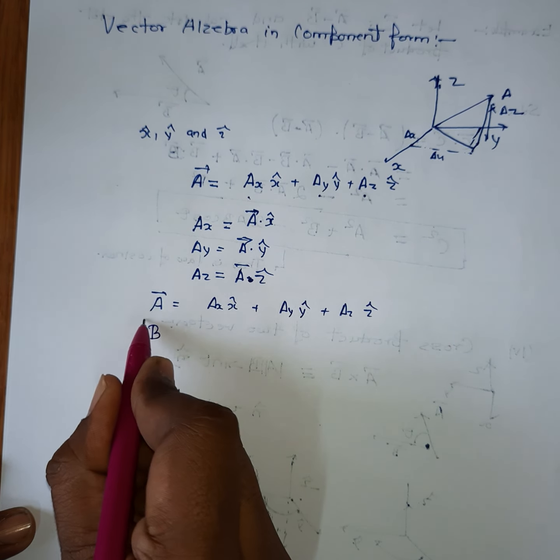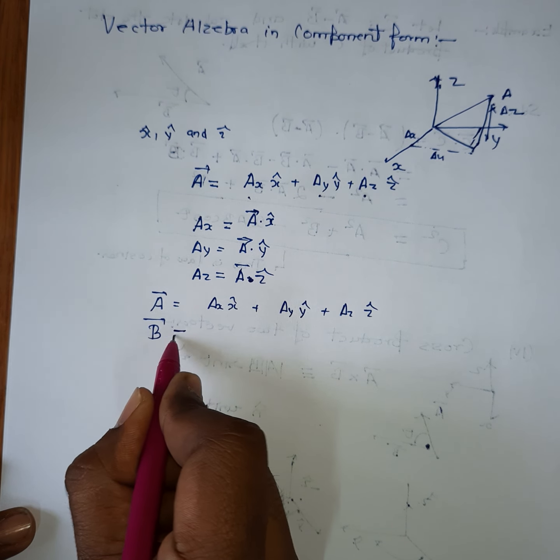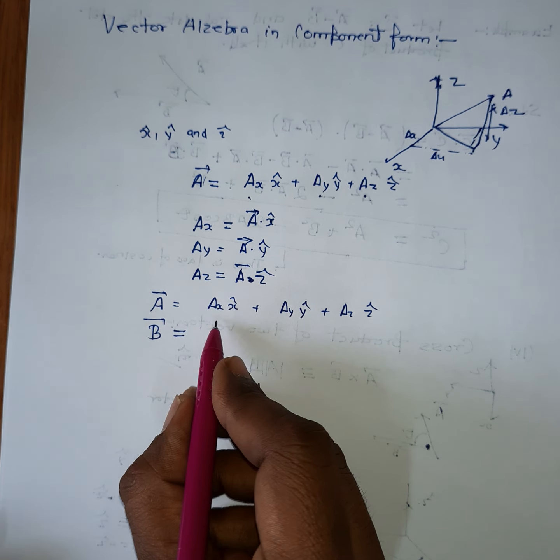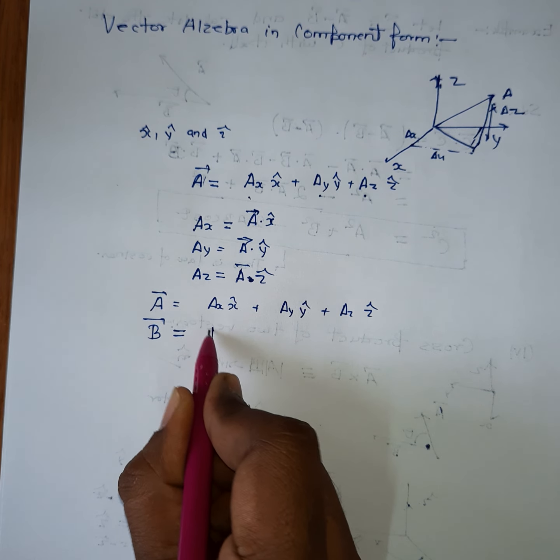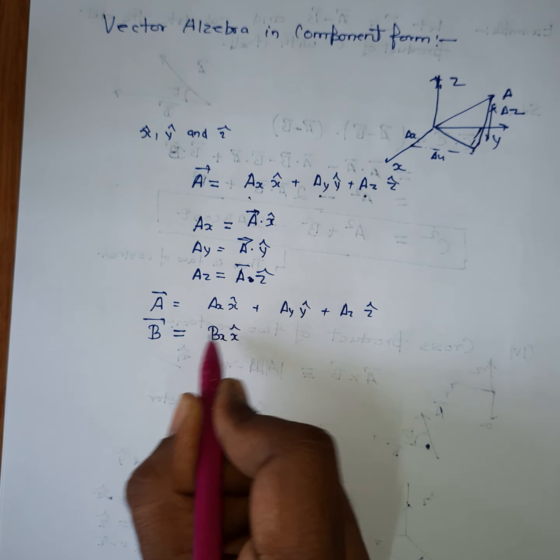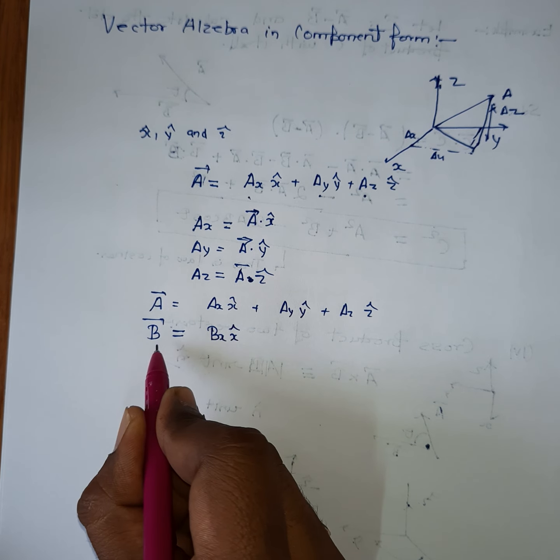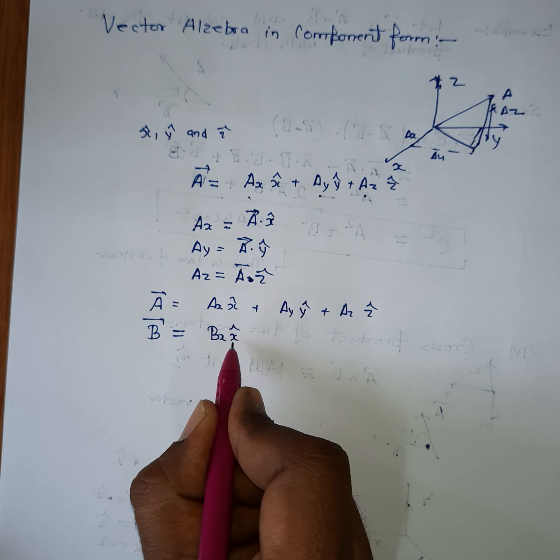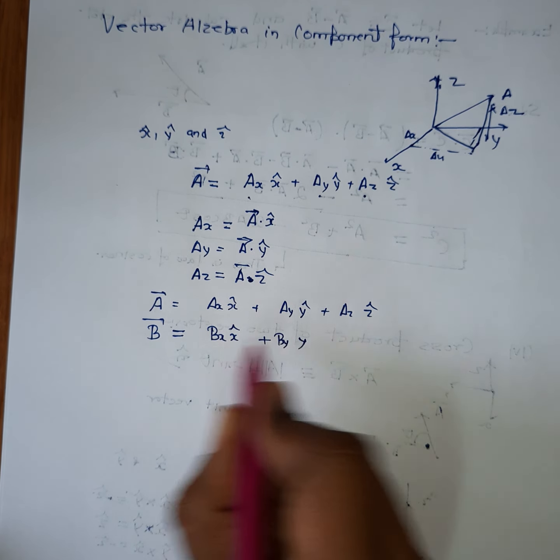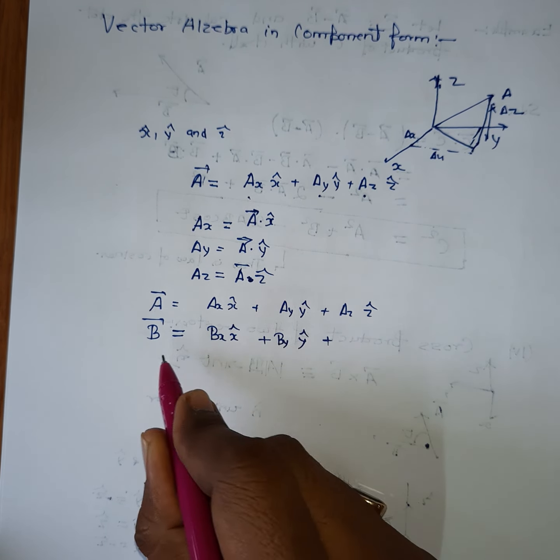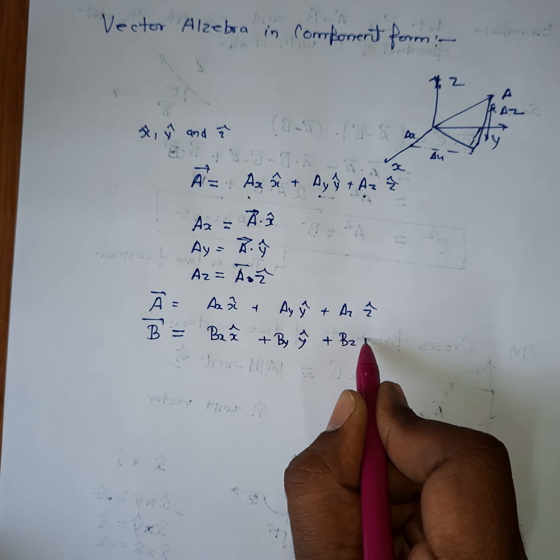Similarly, you can write another vector with its components along x-axis, y-axis and z-axis as bx, by, bz. You can say that bx is the projection of b vector along x-axis, by is the projection of b vector along y-axis, and bz is the projection of b vector along z-axis.